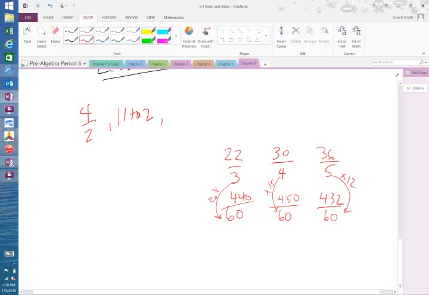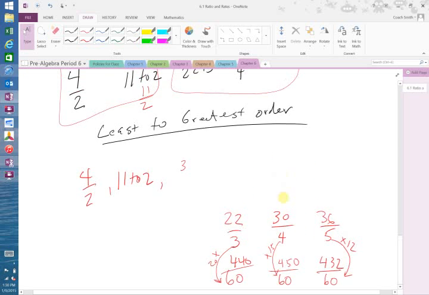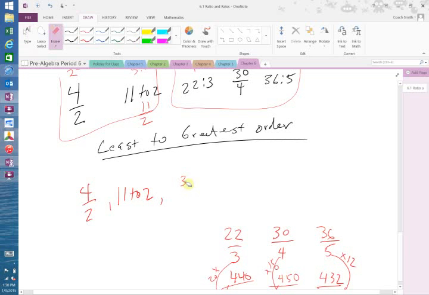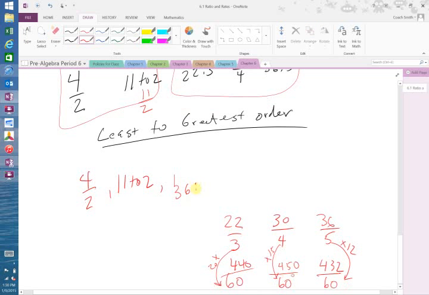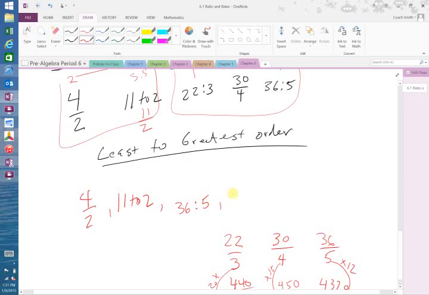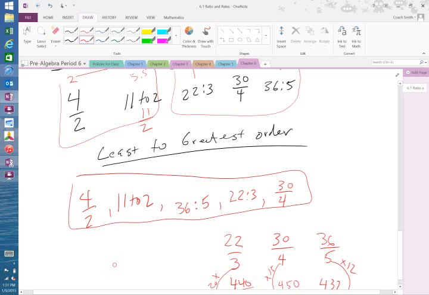So which one's the smallest of that group? Okay, so that means 36 over, whatever was the original one, 36 colon 5. What was the next one? 22 colon 3. 30 over 4. Okay, and that's your answer. So you use common sense to try to figure out ones that you can eliminate.